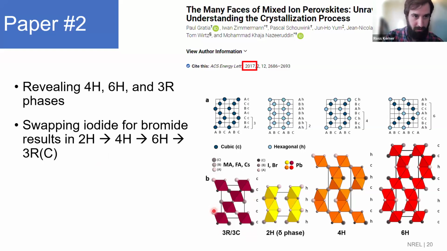And so here is the 3C. This is the cubic perovskite structure. Here's the 2H or delta phase that I was showing. And they found that when they started adding more and more bromide to their FAPbX3 ink, they isolated this 4H phase, and then they were also able to isolate this 6H phase. And these colors are chosen intentionally because these are the colors of the materials, as I'll show on the next slide.